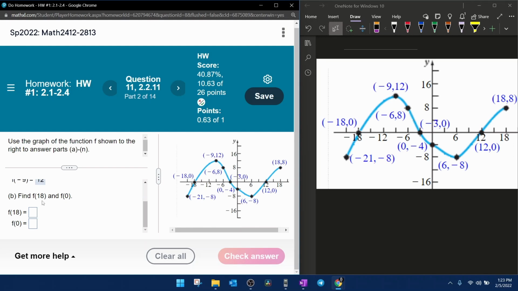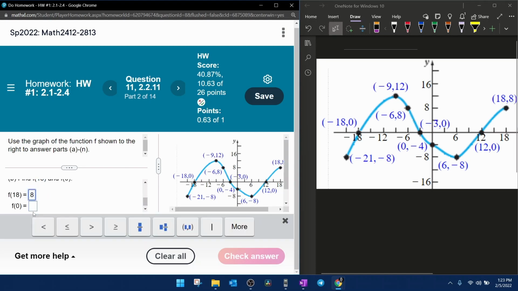We want to find f of 18 and f of 0. If we go to where x is 18, we have a y value of 8. And if we go to where x is 0, remember if x is 0, that is the y-intercept, which in this case is negative 4.